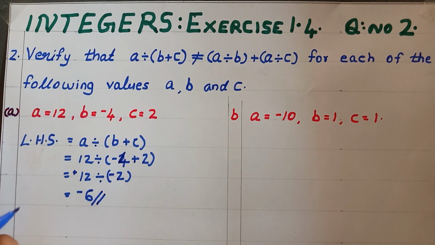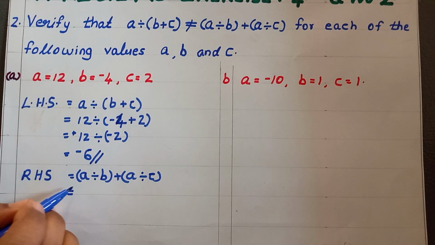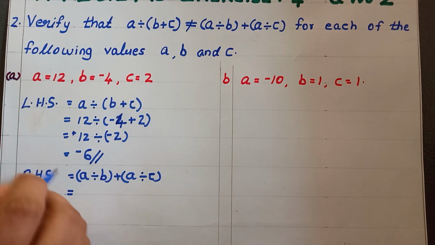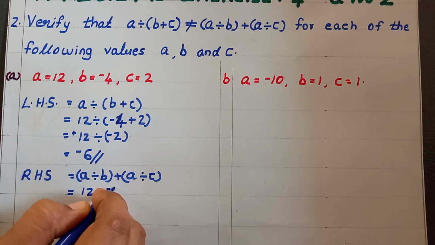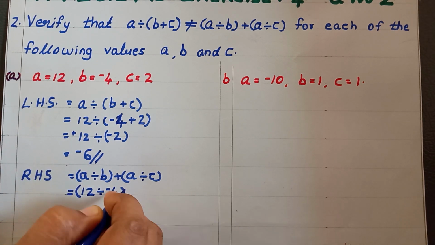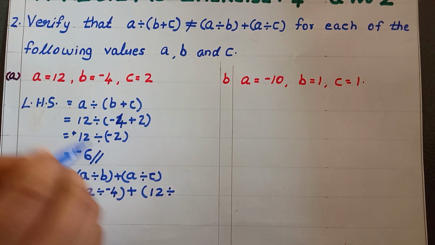Now we are going to find the RHS. RHS equal to a divided by b plus a divided by c equal to, substitute the values of a, b and c. A equal to 12, so 12 divided by b, which is minus 4, 12 divided by minus 4 plus 12 divided by, what is the value of c? 2.